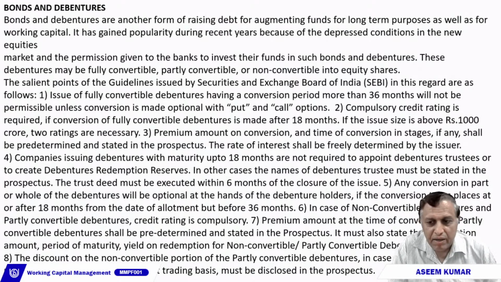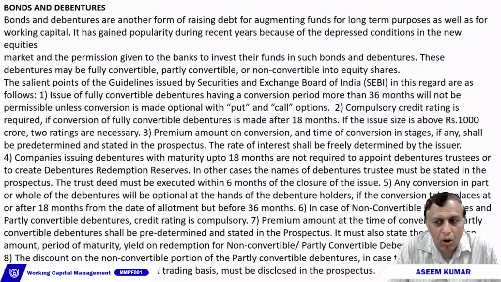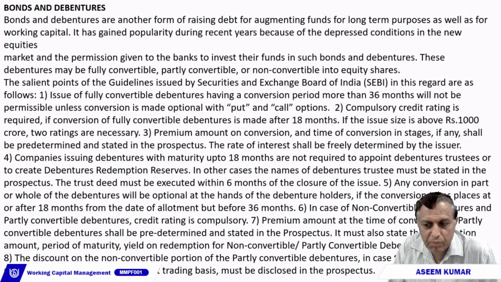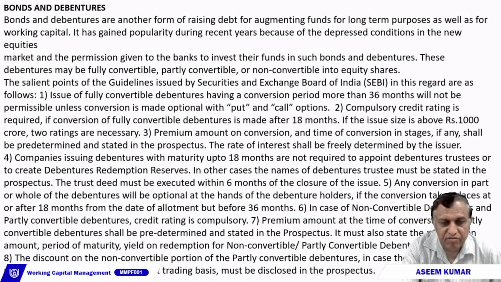As we stated earlier, it must also state the redemption of the debenture amount, period of maturity, and yield on redemption for non-convertible and partly convertible debentures. The discount on the non-convertible portion of partly convertible debentures, in case they are traded, and the procedure for their purchase on a spot trading basis must be disclosed in the prospectus itself.